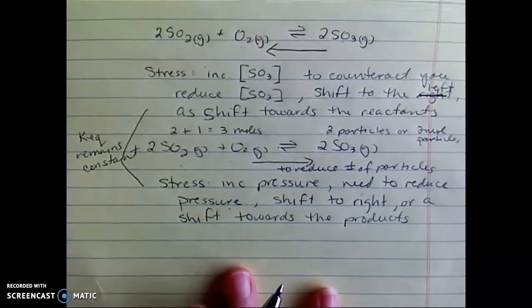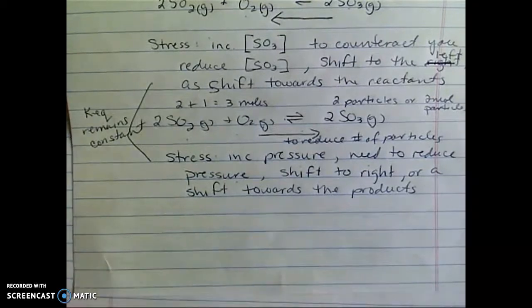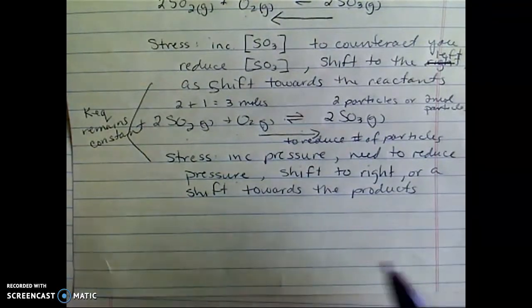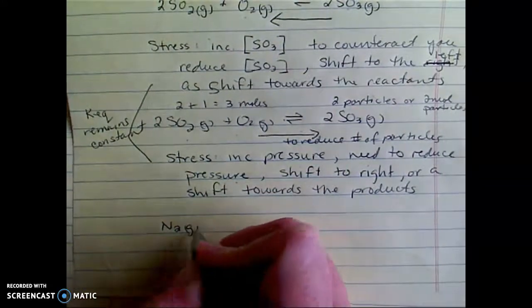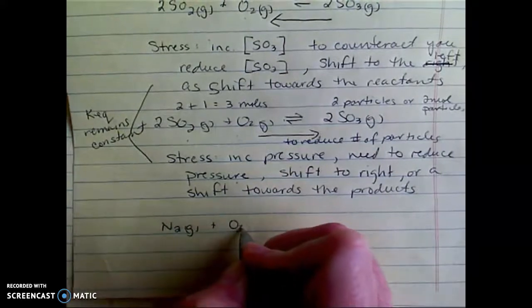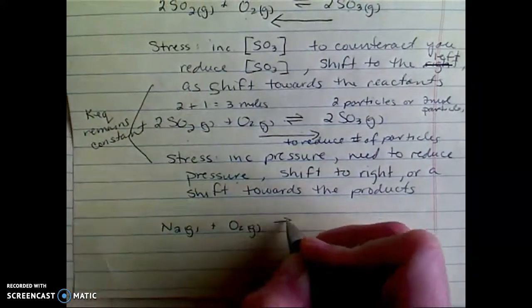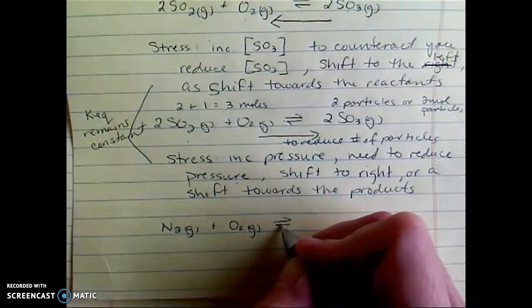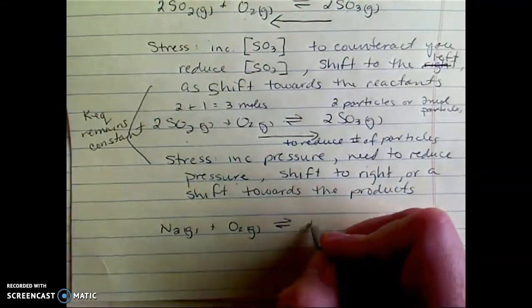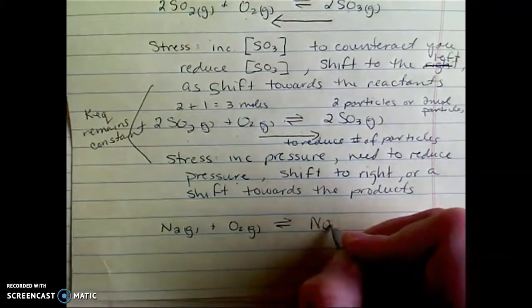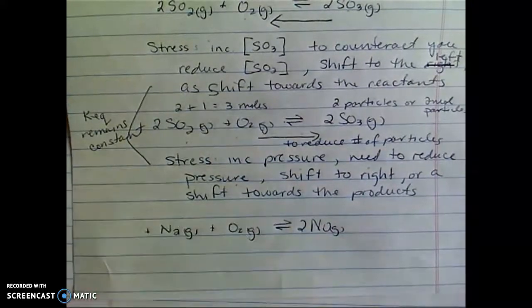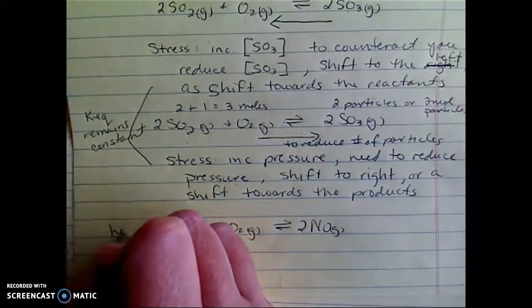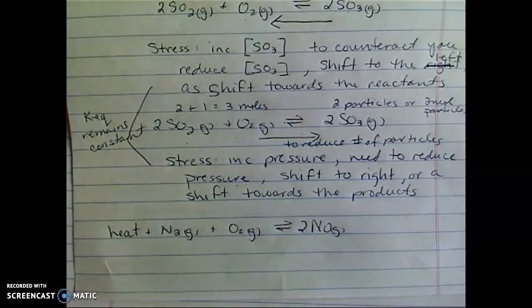All right. One last example that we need is temperature. This tends to be the trickiest one for people to follow. So we're going to go with N2 gas reacting with oxygen gas, and it will be in equilibrium with NO gas. I'm going to need a 2 there. And for this reaction to go, it is an endothermic reaction, so heat has to be added.